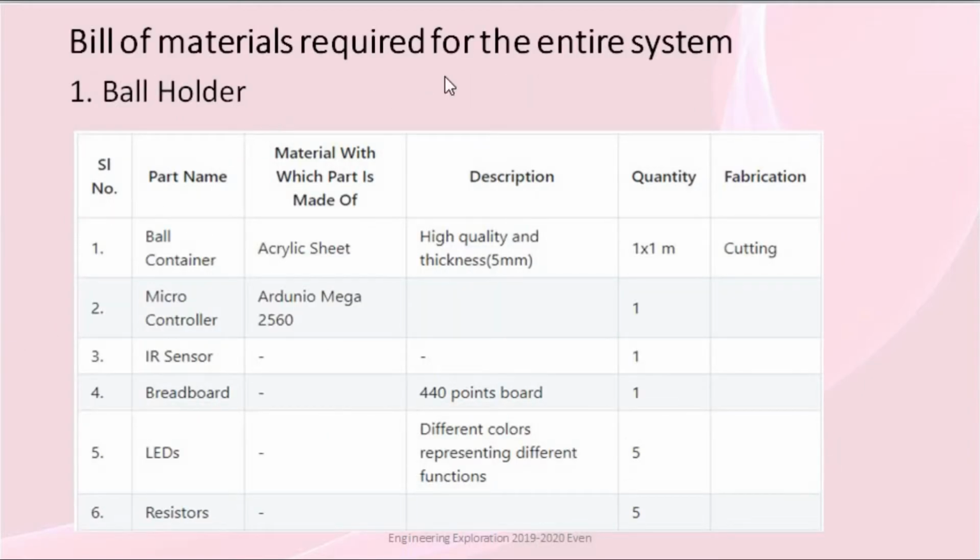Bill of materials required for the entire system. Bill of materials for the ball holder. Parts are ball container, microcontroller, IR sensor, breadboard, LEDs, and resistors. The ball container is made up of acrylic sheet, of high quality, with a thickness of 5 mm. Its fabrication is cutting. The microcontroller we used is Arduino Mega 2560.